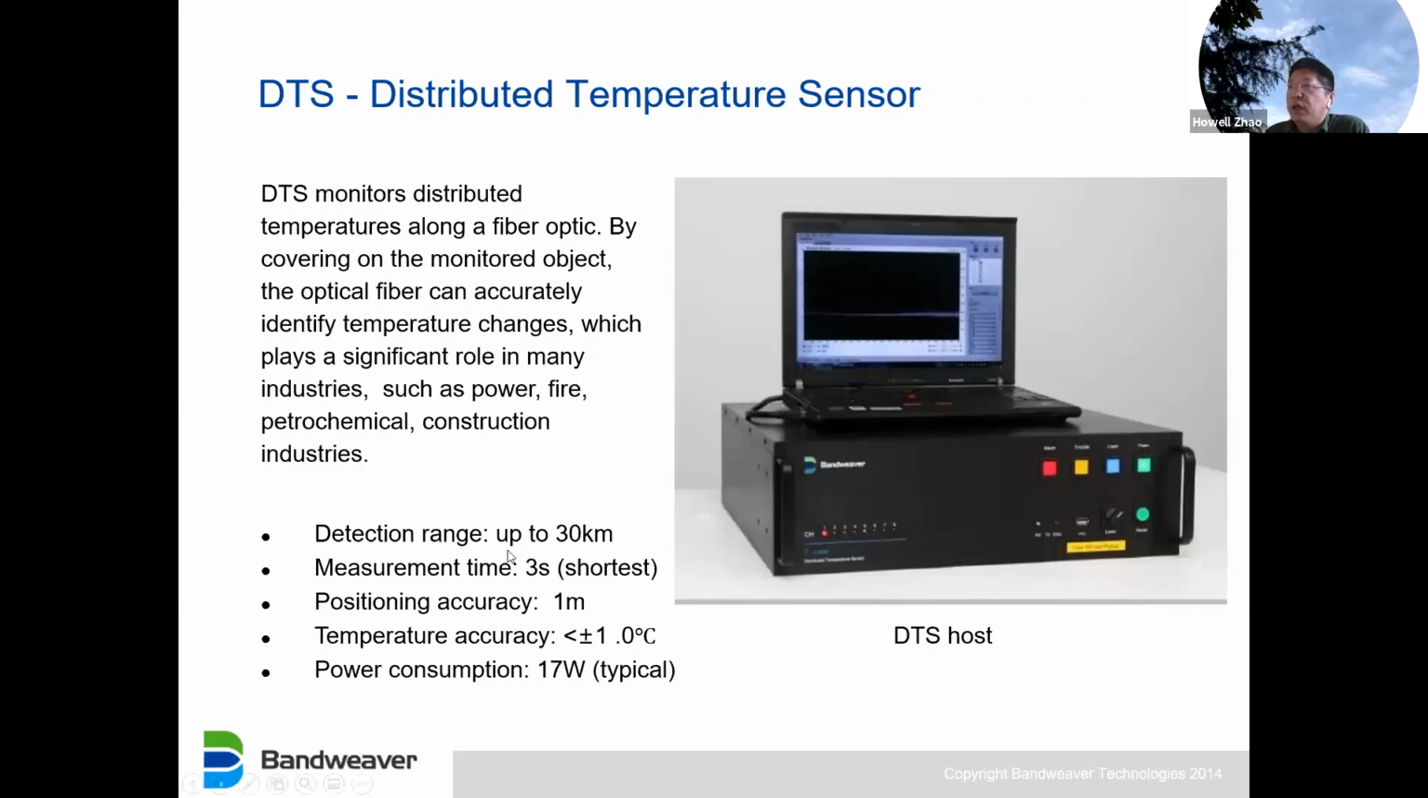So we can see, up to now, we can monitor through one box 30 kilometers, and the measurement time is 3 seconds for the whole 30 kilometers. The spatial resolution, which we call positioning accuracy, is 1 meter. So we can understand the temperature data on a 1 meter basis. And the temperature accuracy can reach 1 degree C. The total power consumption is quite low. It's just like a PC, maybe a little bit more than a PC. It's only 70 watts.